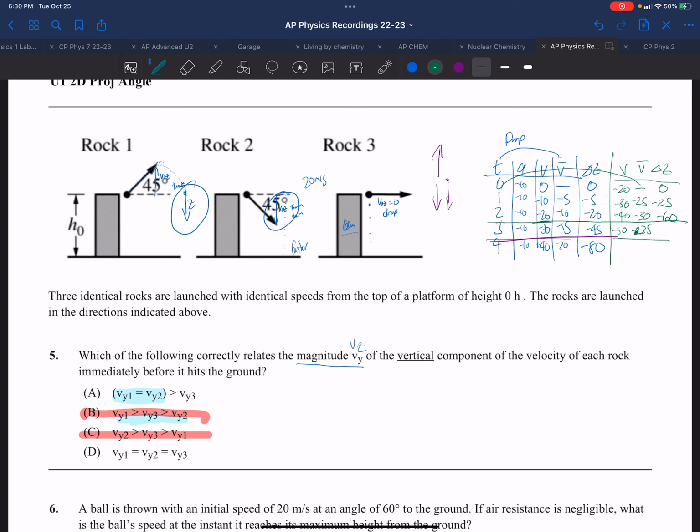Now, the velocity that it has when it hits the ground at 2 seconds is going to be exactly 40 meters per second, whereas when it was dropped, it was between 30 and 40. So this is rock one and rock two, and this is rock three, the drop. We can see the impact velocity will be 40 when it's thrown downward or thrown upward. It'll be less than that if it's dropped. So we can see that these two are both greater than 3. So choice A is the answer. They're not all equal to each other.